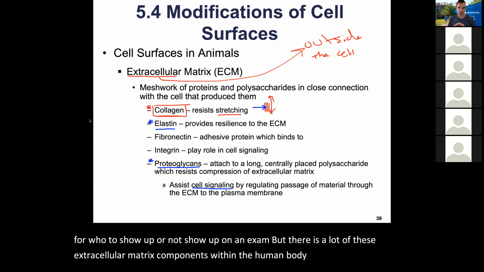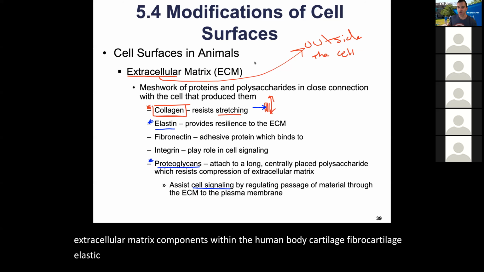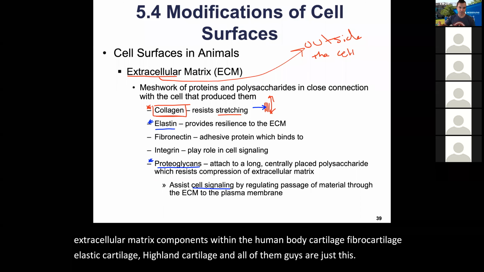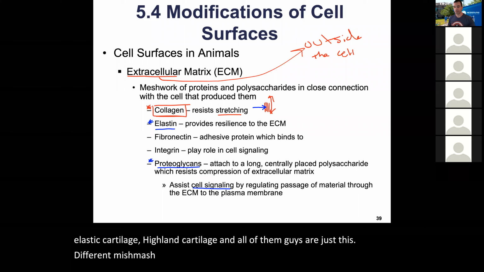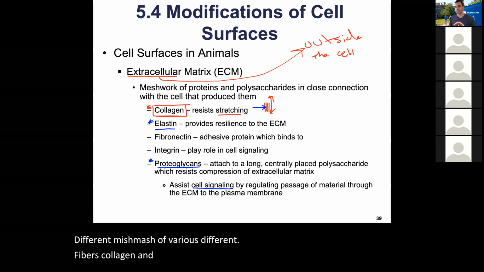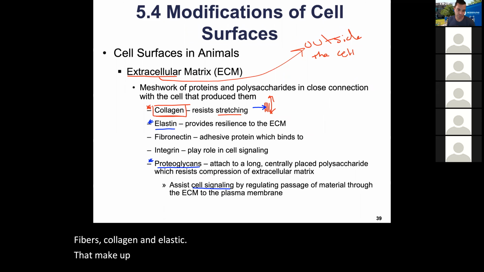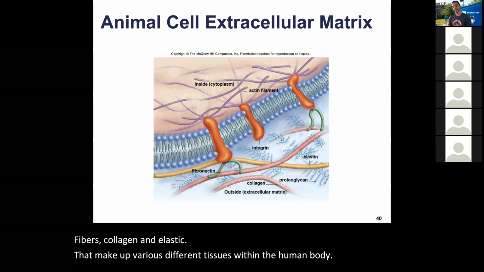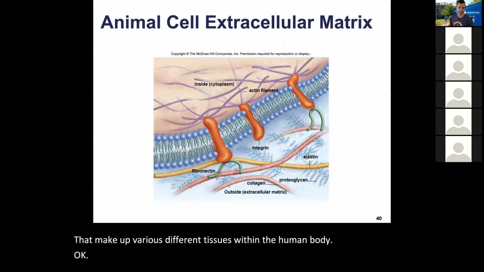There's cartilage, fibrocartilage, elastic cartilage, hyaline cartilage, and all of them, guys, are just this different mishmash of various different fibers, like collagen and elastic, that make up various different tissues within the human body. Okay, and you can kind of see some of those, okay? Collagen, proteoglycan, elastic, so there you go.